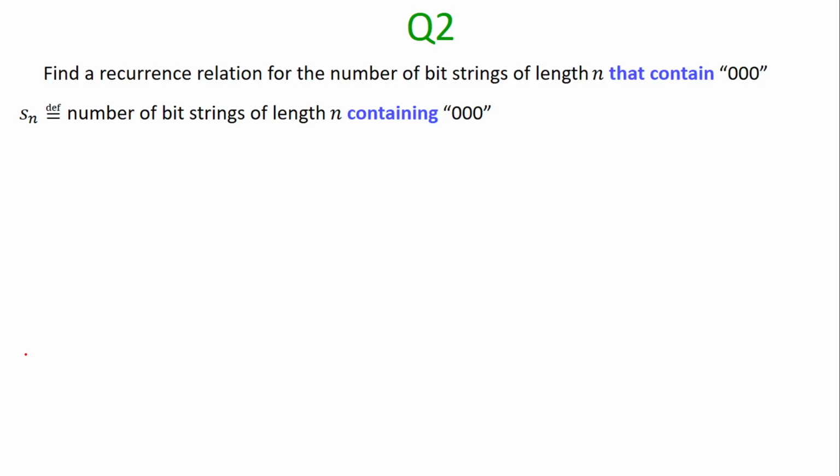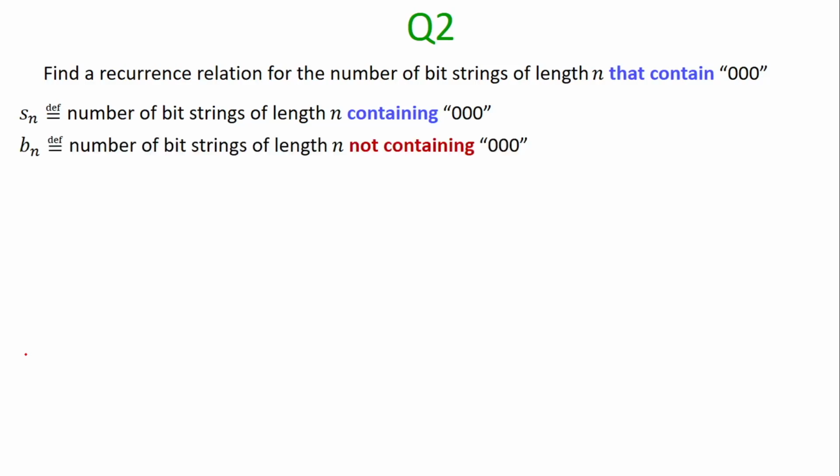So let S of n denote the number of bit strings of length n containing the substring 000. Instead of counting the number of strings containing 000, we will rather count the number of strings of length n not containing 000, because it will be relatively easier to formulate a recurrence equation for the number of bad strings. Bad strings in the sense they do not have an occurrence of any 000. So I denote the sequence of all length n strings not containing 000 by the B sequence, and B of n is the nth term of such a sequence.